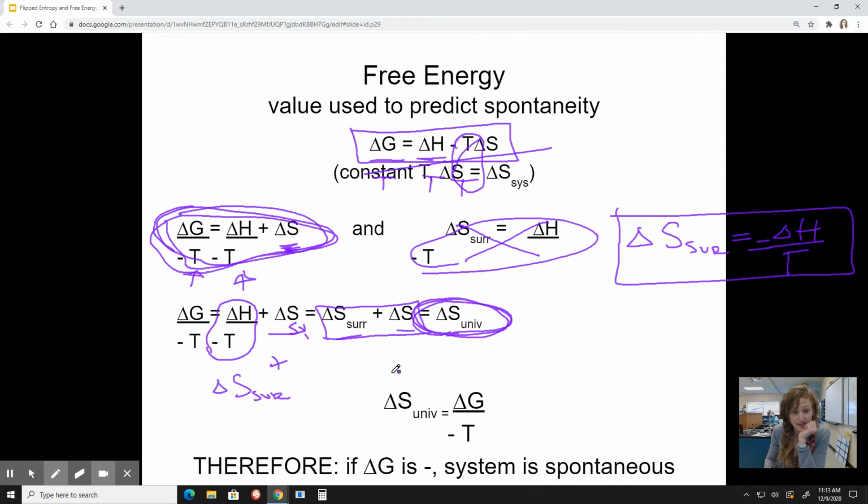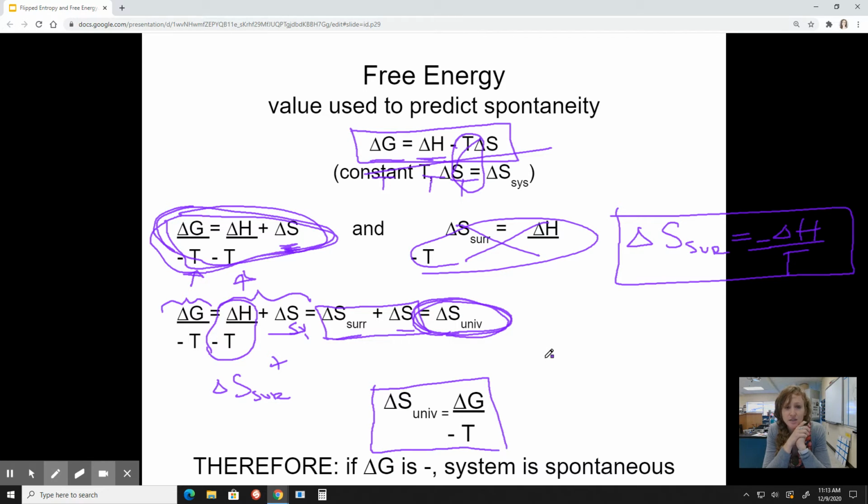Okay, so delta S of the universe, this whole right side of the equation is delta S of the universe, and that is equal to the whole left side of the equation, which is equal to negative delta G over negative T. Okay, so this is how we get to our equation that relates delta G to delta S of the universe.